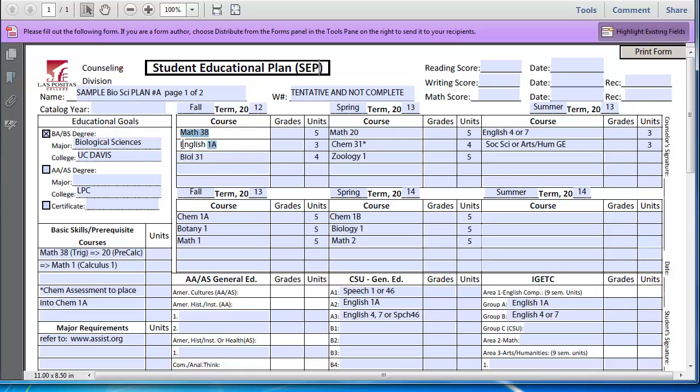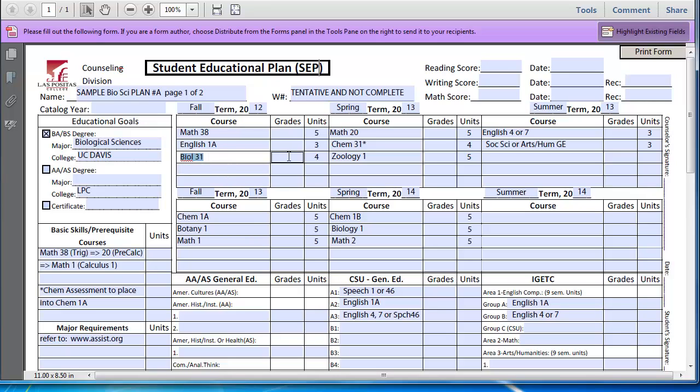Okay, so in this example, for fall of 2012, I have a student starting off with Math 38. The student tested into English 1A, and the student didn't feel, for example, that the high school was very good in preparing them very rigorously for a biological science area, meaning that the lab component of the bio class was not as in-depth or rigorous or demanding.